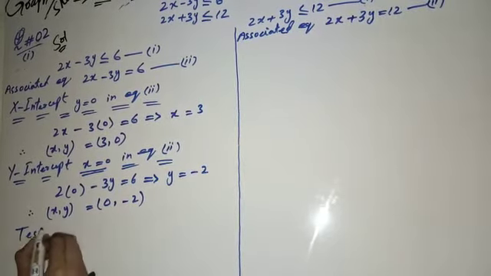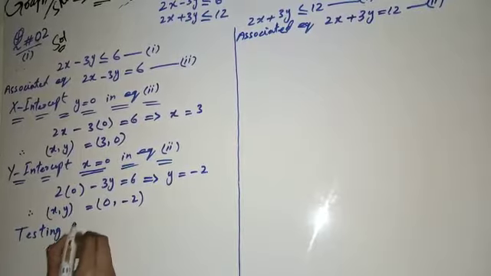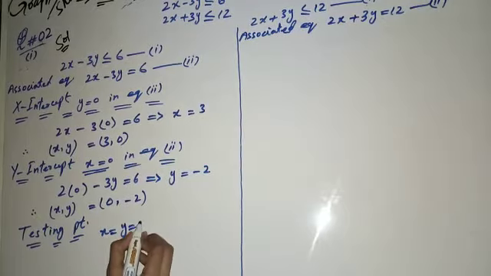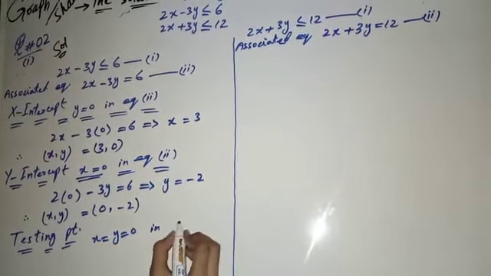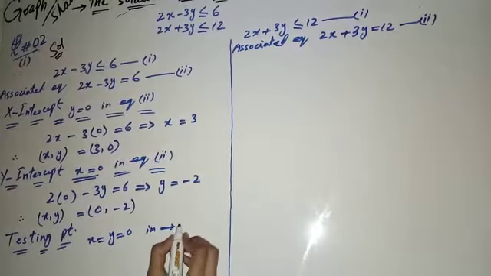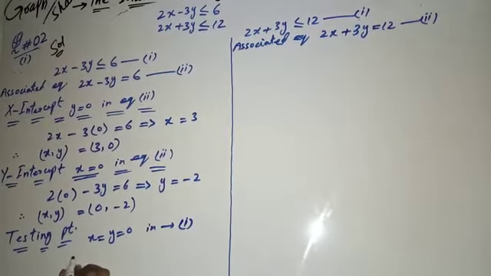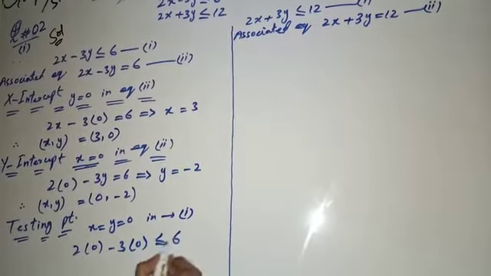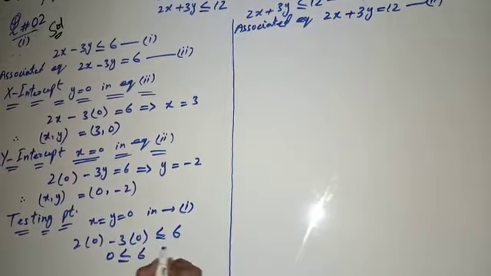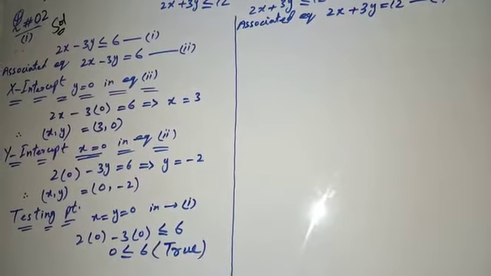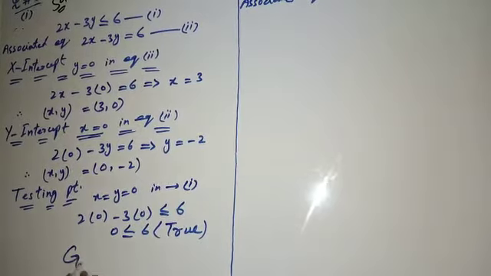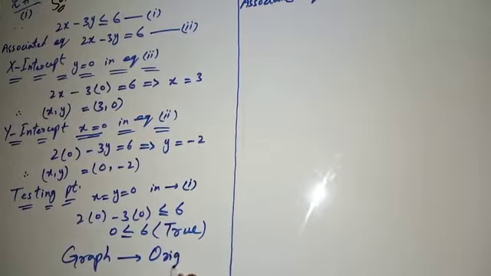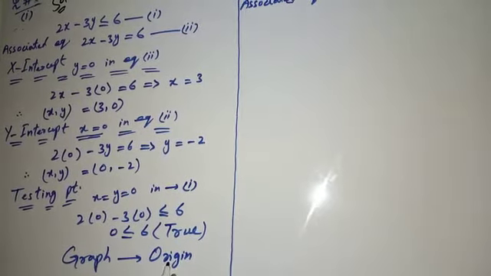Testing point. Put x equal to y equal to 0 in the given linear inequality expression number 1. That is 2 into 0 minus 3 times 0, which is 0, less than or equal to 6. 0 is less than 6, that is a true solution. Hence the graph is towards the origin. I have written here directly, graph is towards the origin.